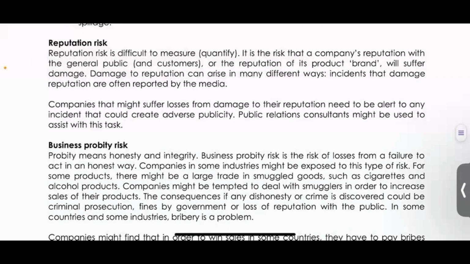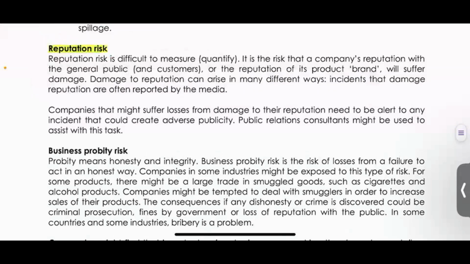So let's do reputation risks. Reputation risk is difficult to measure, in other words, to quantify. It is the risk that a company's reputation with the general public and its customers, or the reputation of its product brand, will suffer damage. Damage to reputation can arise in many different ways, such as incidents that damage reputation, which are often reported by the media. Companies that might suffer losses from damage to their reputation need to be alert to any incidents that could create adverse publicity. Public relations consultants might be used to assist with this task.